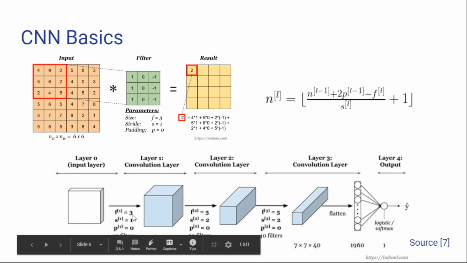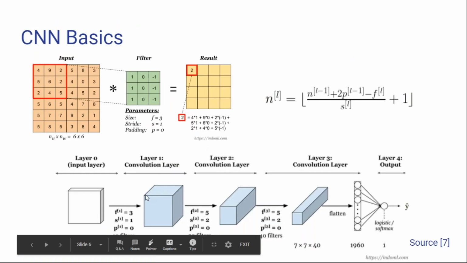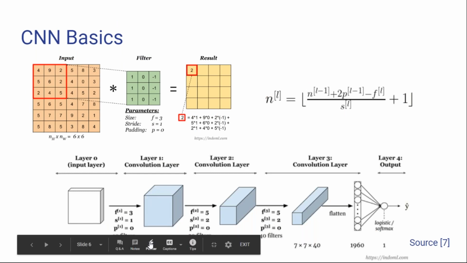So you take an image and then you convolve it using a filter size of 3 with 10 filters, I suppose. Then you get an image size of 37 cross 37 into 10, because you're using 10 filters. And then you do subsequent convolutions, and the image is downsampled and downsampled, and finally this is your feature map, which is 7 cross 7 into 40.